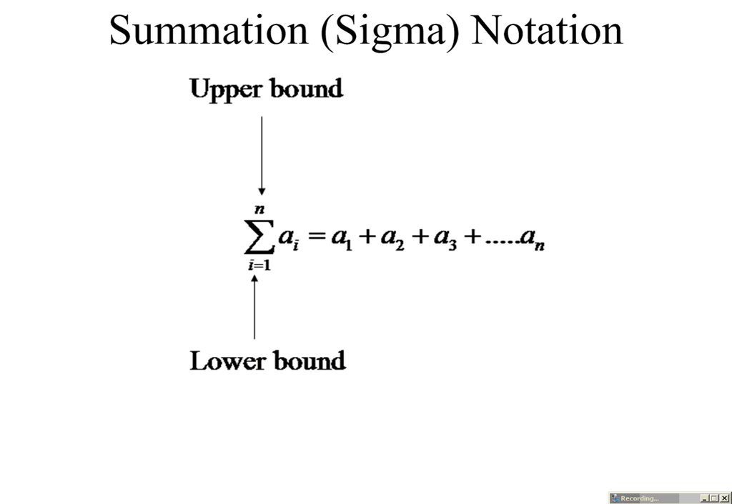Section 8.1b, summation notation or sigma notation, simply a shorthand way of writing out entire sequences.